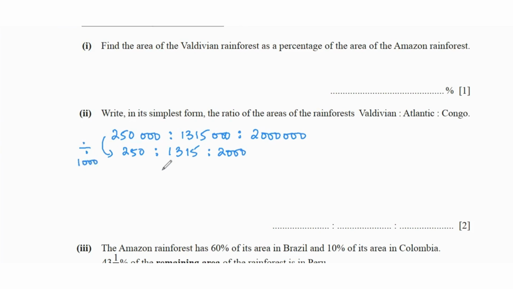So first step was to divide by 1,000. Now we will divide all of these by 5 because all of them are divisible by 5. 250 divided by 5 is 50. 1,315 divided by 5 is 263. And 2,000 divided by 5 is 400. This is the ratio of the rainforest in its simplest form.